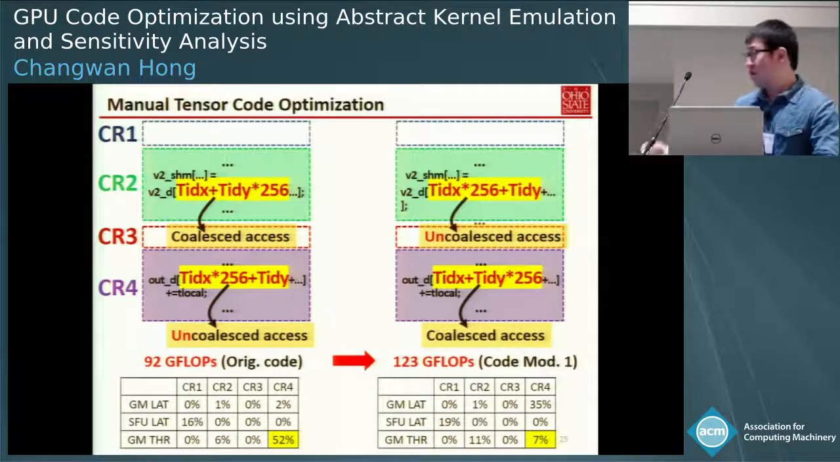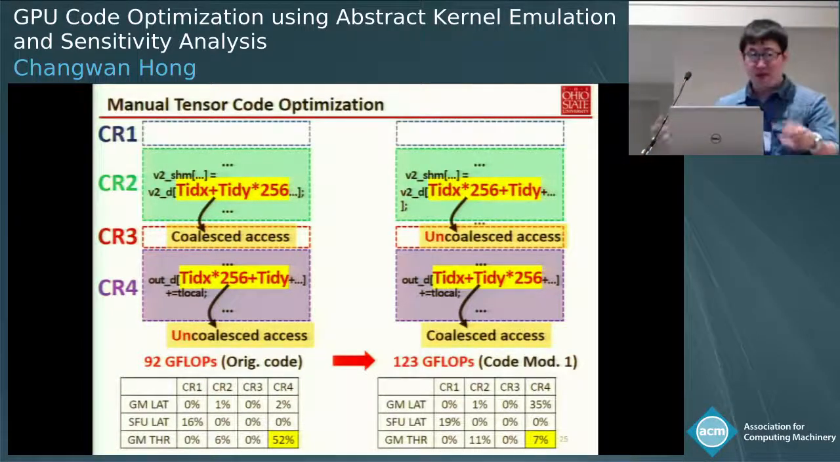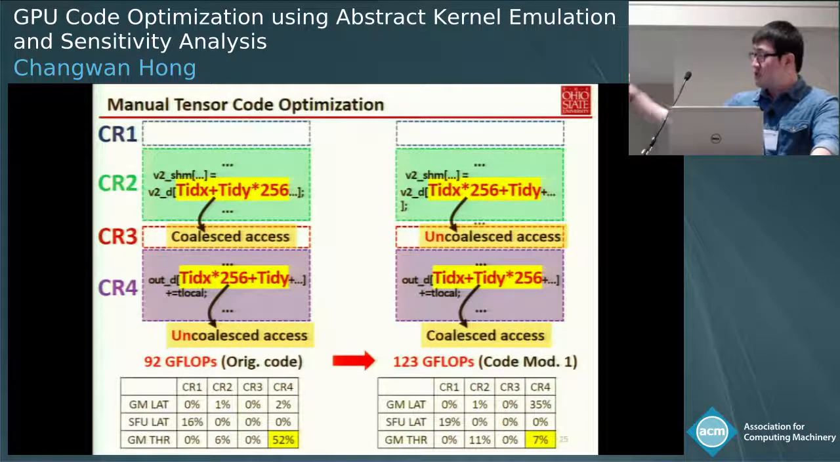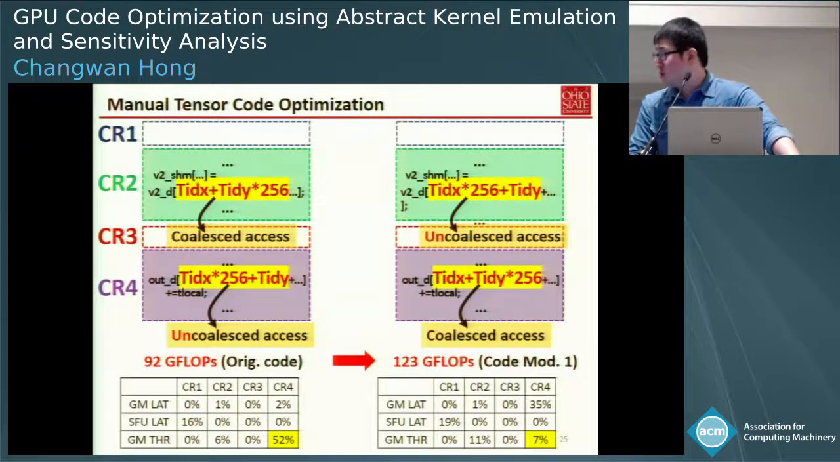This would be beneficial because, as you can see, the sensitivity with respect to global memory throughput in code region 2 is only 6%. If we allow more memory instructions in code region 2, performance may not be degraded much. So after this transformation, performance is improved from 92 gigaflops to 123 gigaflops.